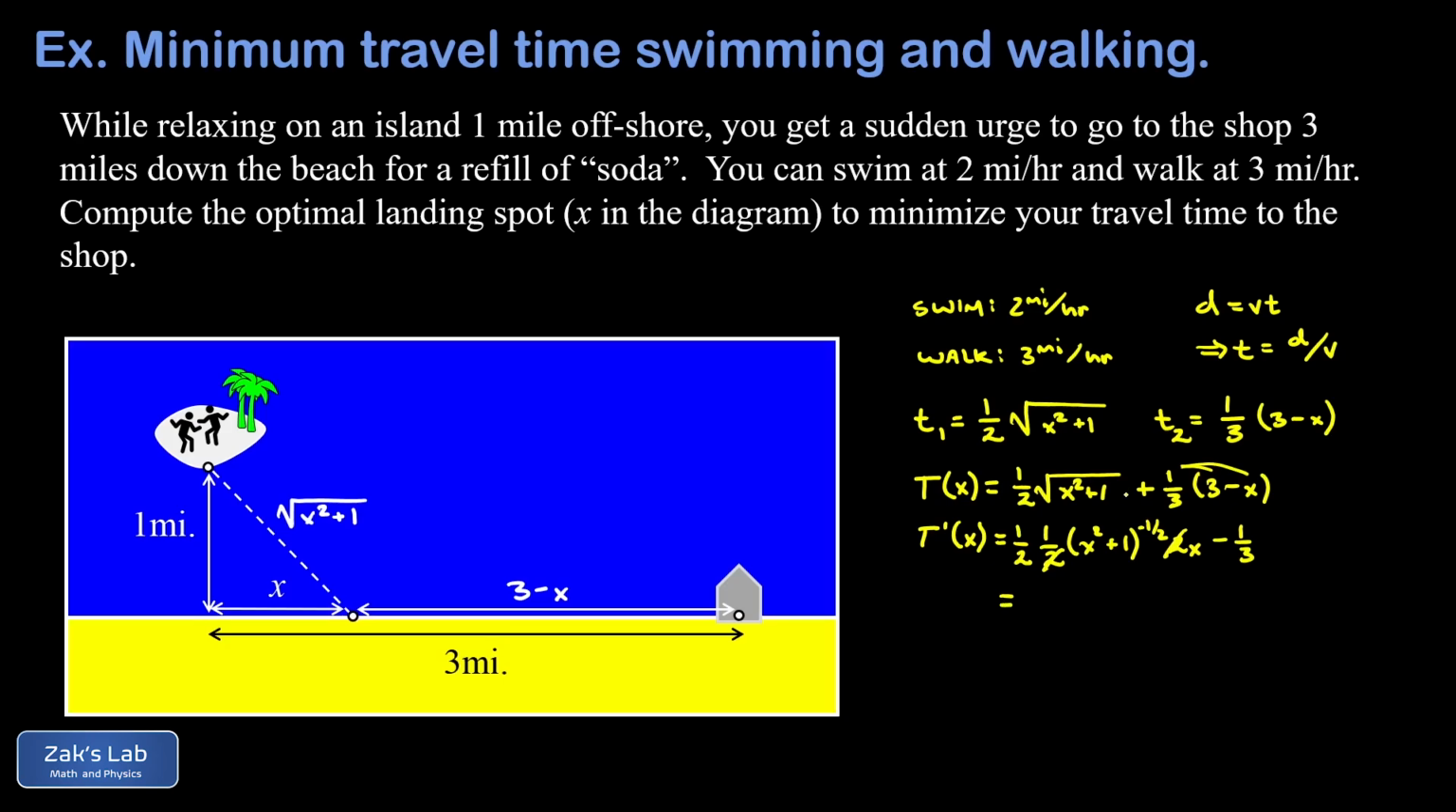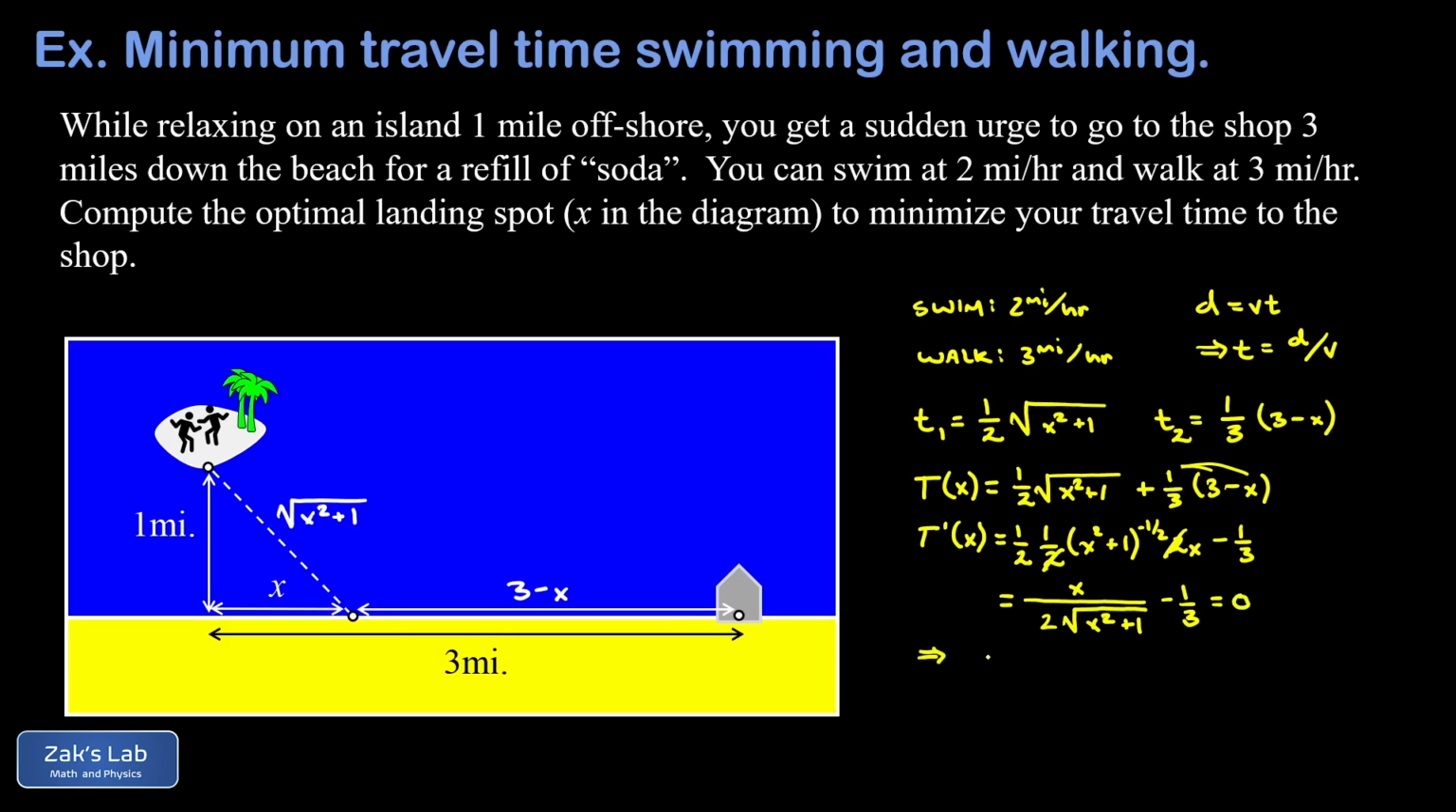And I'll go ahead and write my first term as just a single fraction. So I'm going to get rid of the negative exponents. And I have an x in the numerator, and then a 2 times (x squared plus 1) to the 1/2. In other words, square root of x squared plus 1. And then I have this leftover term minus 1/3. And what we're doing here is setting this all equal to 0 in the search for that local minimum value.